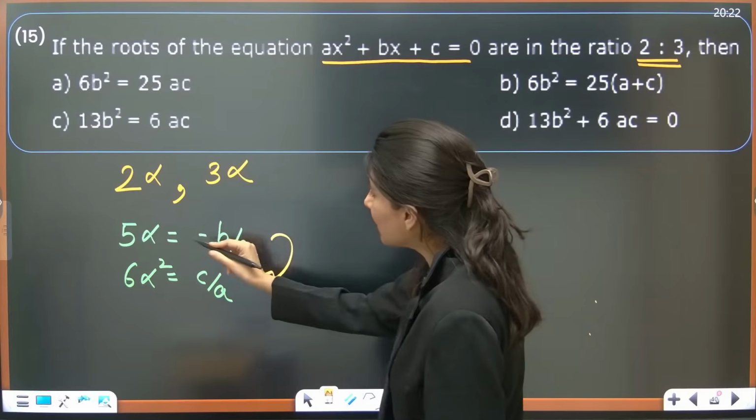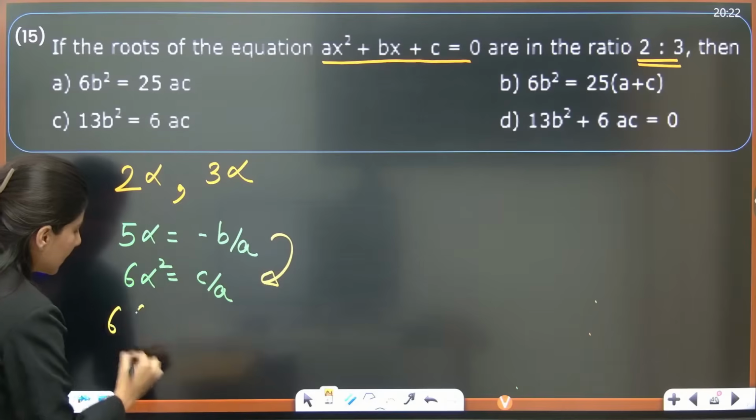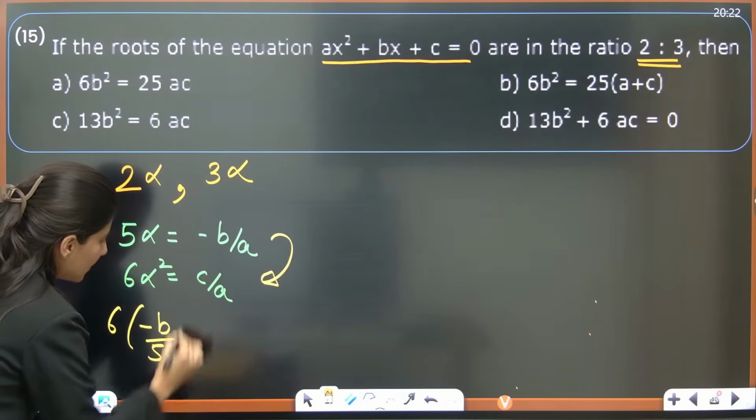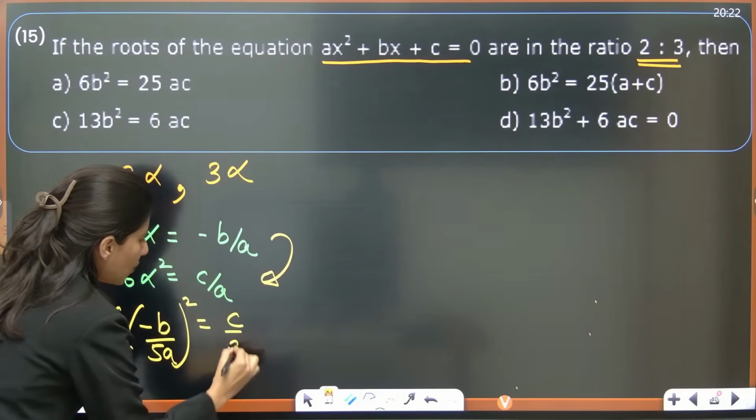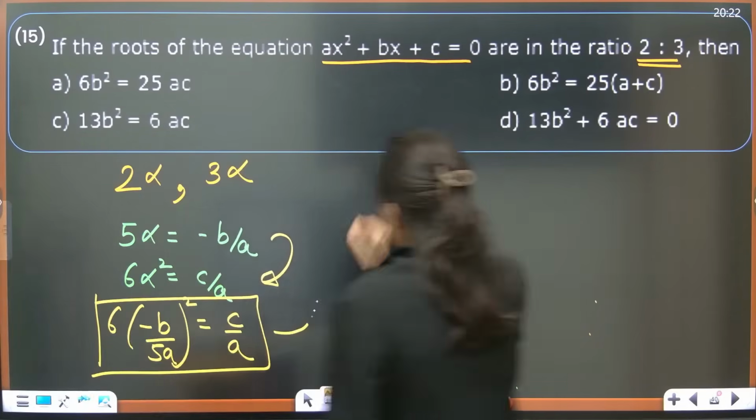So alpha will be what? Minus b by 5a. So 6 times (minus b upon 5a) square is equal to c upon a. Only this will help me, that's it. Square it, solve it. We are going to solve it right here.